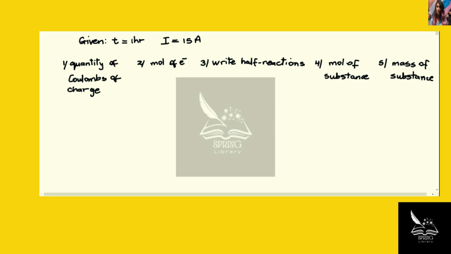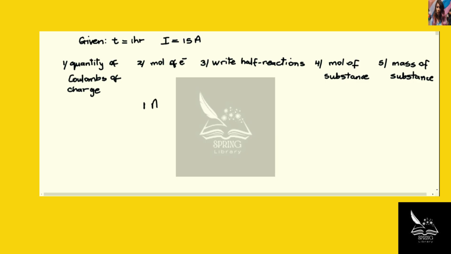In this question, electrical energy is used to produce a chemical change of ions in solution to their neutral elements. Given a time of 1 hour and a current of 15 amps, we're going to determine the mass of each substance produced. To solve this problem, follow these steps.